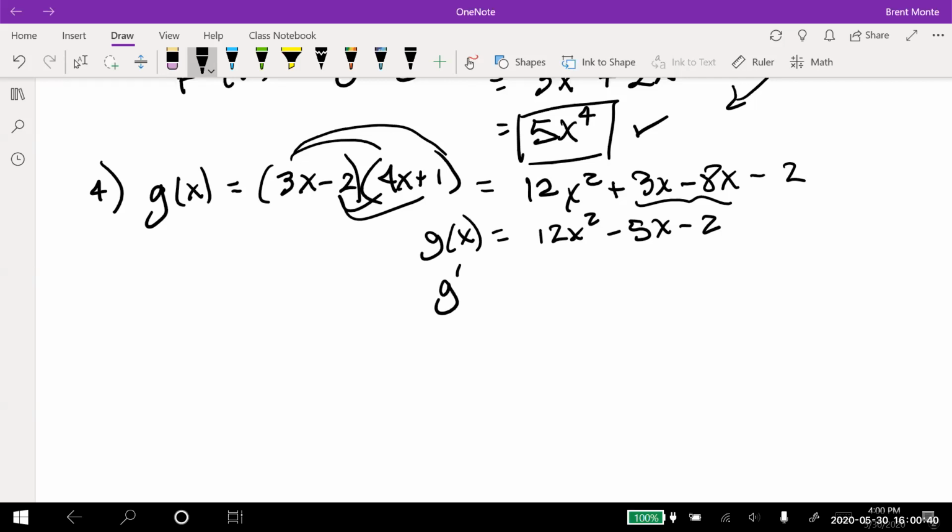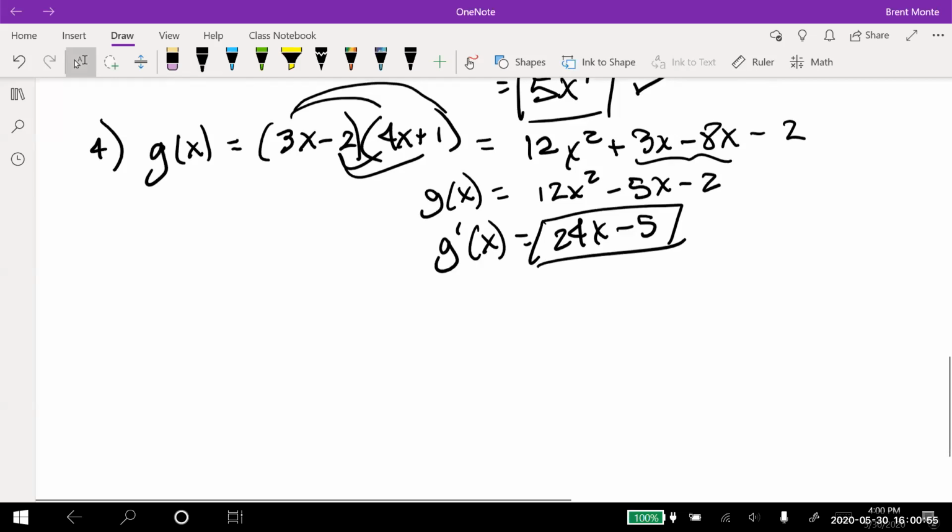And if I take the derivative of that, now I'm just using the power rule and the addition subtraction rule, 24x minus 5. I know that's the right answer. I haven't done the product rule, but we will. All right, let's try the product rule.